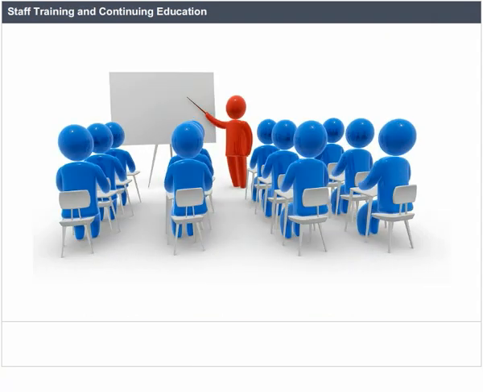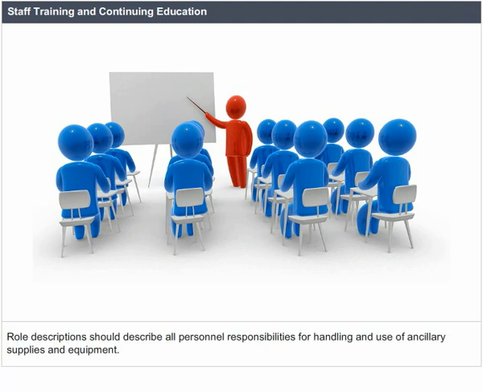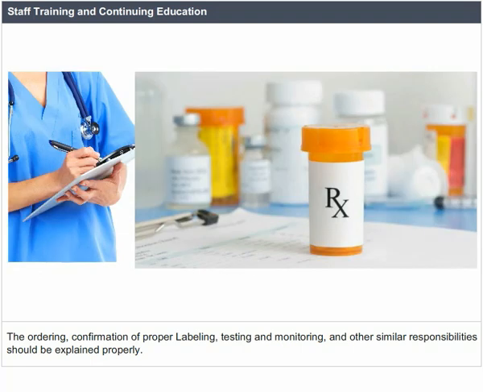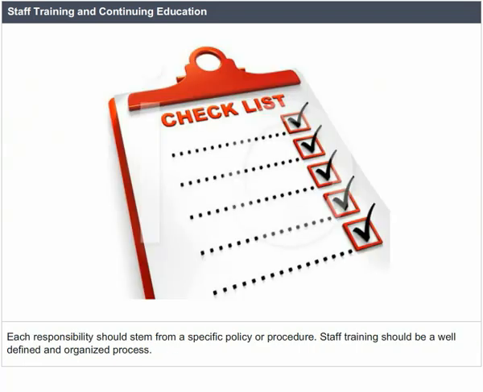Staff training and continuing education. Role descriptions should describe all personnel responsibilities for handling and use of ancillary supplies and equipment. The ordering, confirmation of proper labeling, testing and monitoring, and other similar responsibilities should be explained properly. Each responsibility should stem from a specific policy or procedure.